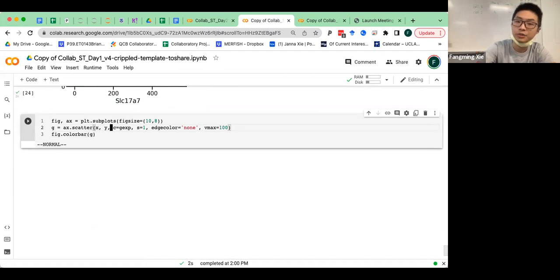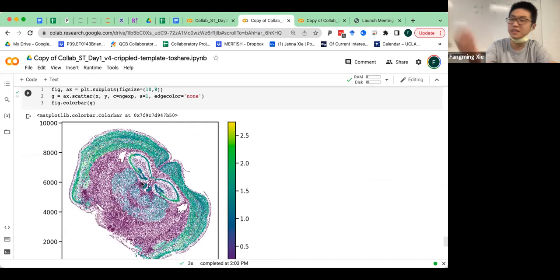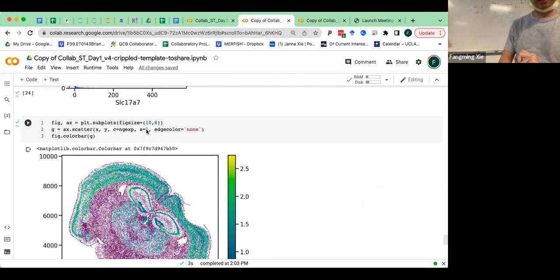Okay. Previously, the color is by the unnormalized gene expression. Now let's color it by the normalized gene expression, and we remove this cap on the maximum value a color can represent. So it represents all the values. It naturally just shows this way without any cap on maximum color, something like this.